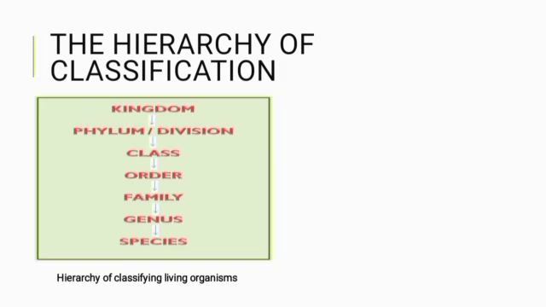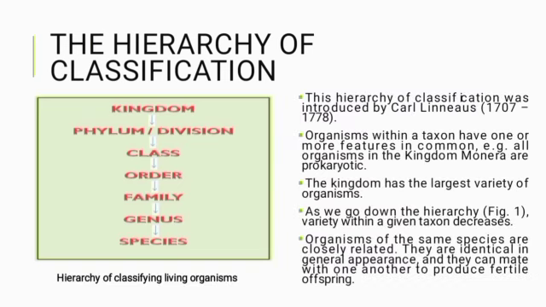This classification system was introduced by Carl Linnaeus, who lived from 1707 to 1778. Organisms within a taxon have one or more features in common. The kingdom has the largest variety of organisms. For example, all animals are found in the animal kingdom. All forms of plants are found in the plant kingdom. All fungi are found in the kingdom Fungi. All bacteria are found in Monera. The kingdom is the highest hierarchy, followed by the phylum, the class, the order, and the others.